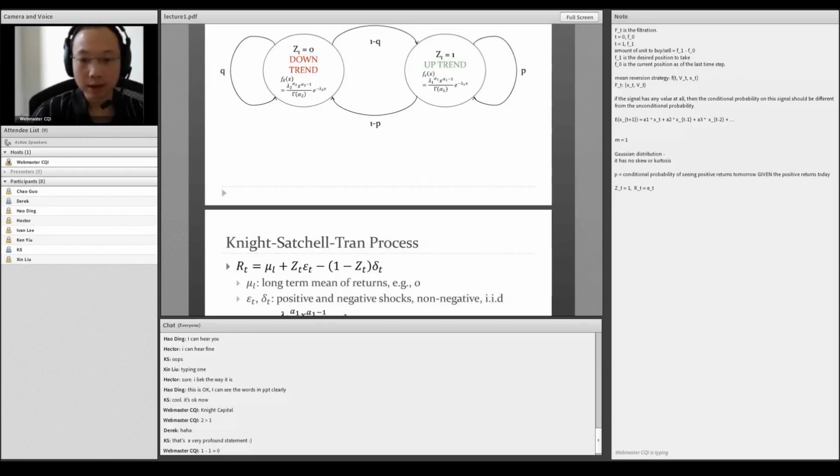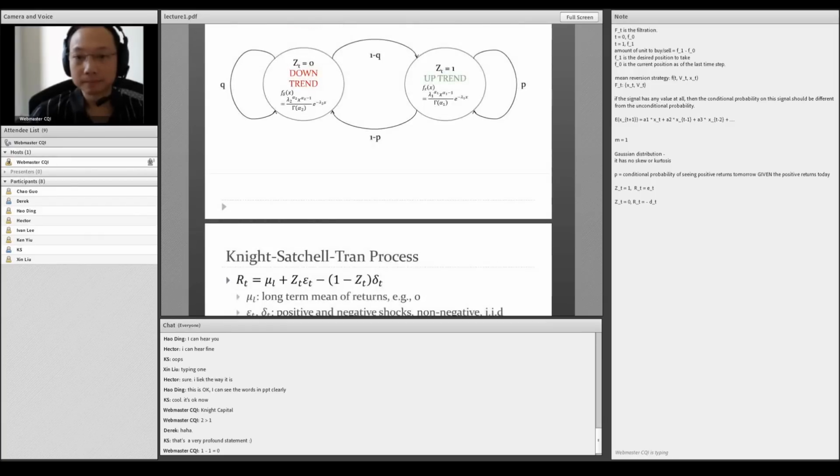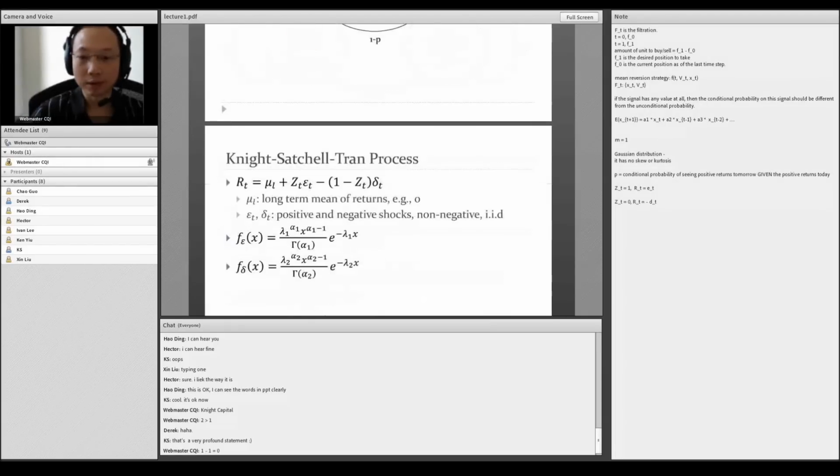And on the other hand, if Z_t is 0, this term disappears and you are left with this term. You have R_t equal to the negative of delta_t, the gamma distribution, because we separate the returns into two groups, the positive returns and the negative returns. So we take away the minus sign in the negative returns, and we need to add the minus sign back when we compute the unconditional returns R_t.